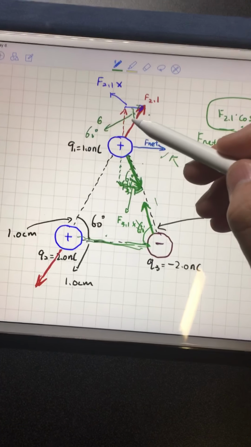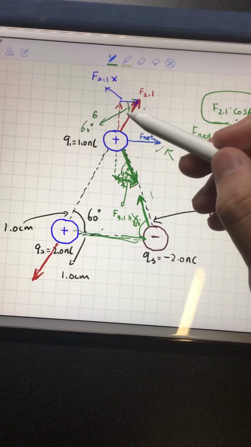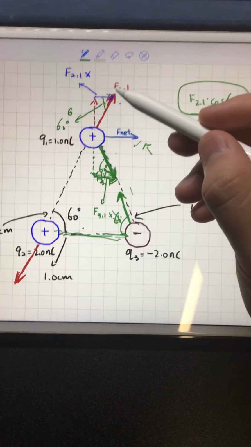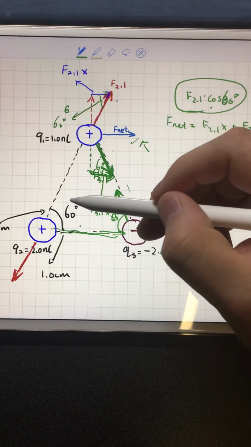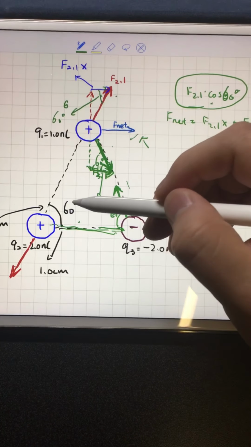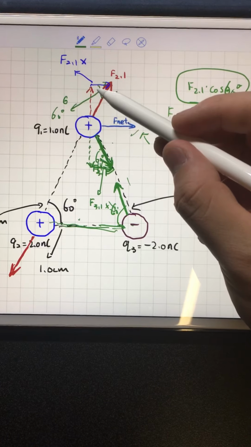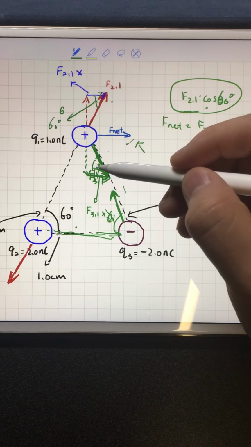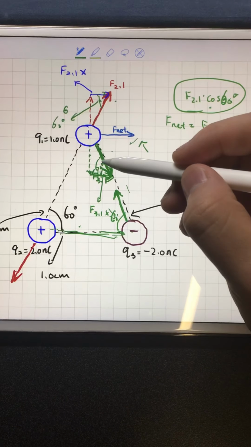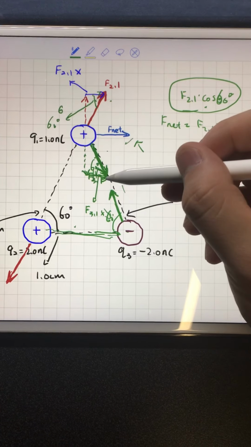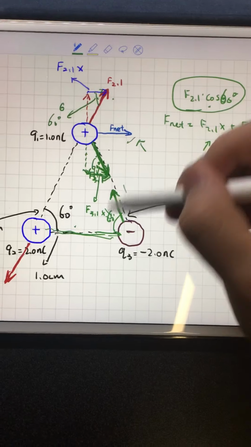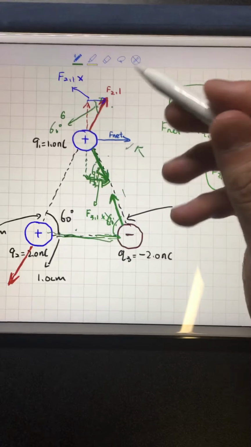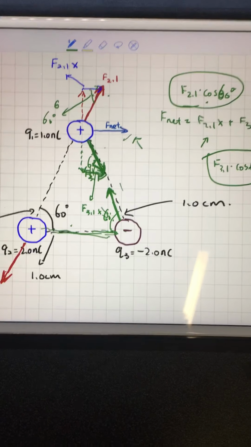You see there's an angle, which is 60 degrees. Why is this 60 degrees? Because component F2 onto 1x is parallel to this line, and this here is 60 degrees, and so on. Same here because they are parallel. In this triangle the angle is also 60 degrees, because component F3 onto 1x is parallel to this line, so this is also 60 degrees. Then we are going to use triangle geometry to solve everything.